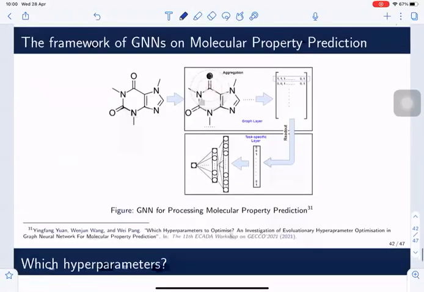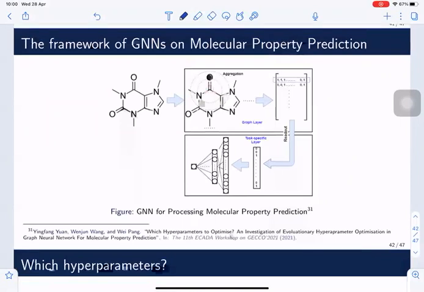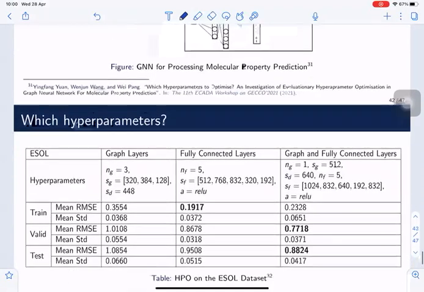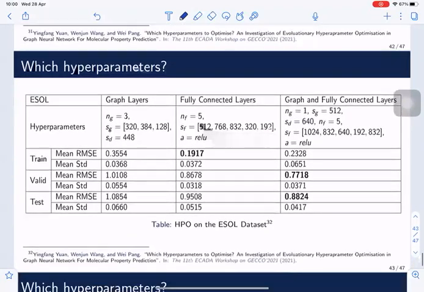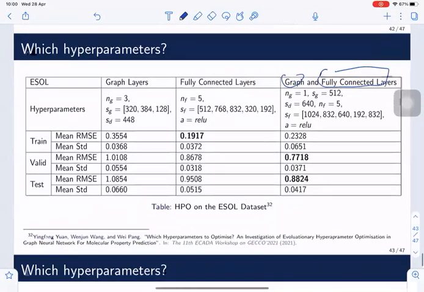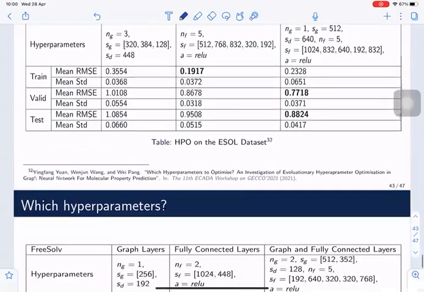And the last experiment is about which hyperparameters to optimize. We classify the hyperparameters into two types: graph layer and task-specific layers. And we find that simultaneously optimizing the hyperparameters from the graph layer and task-specific layers can achieve the best performance.